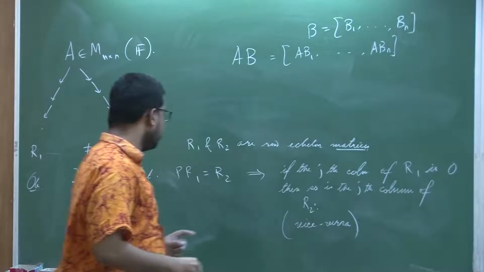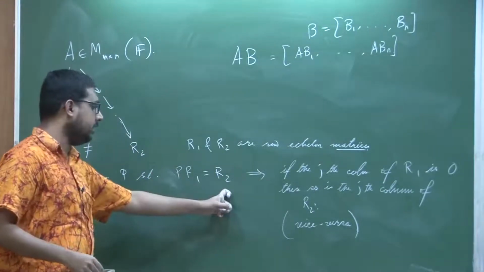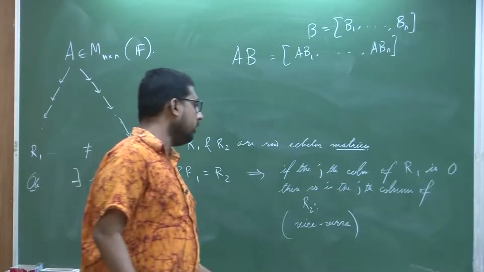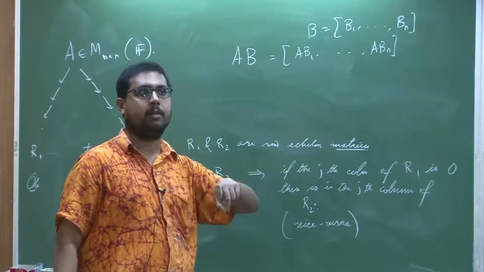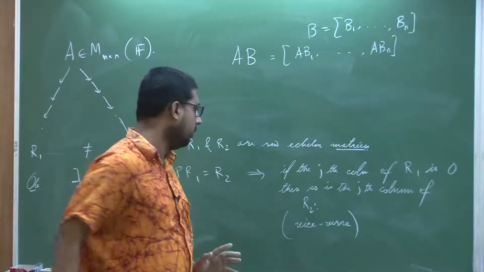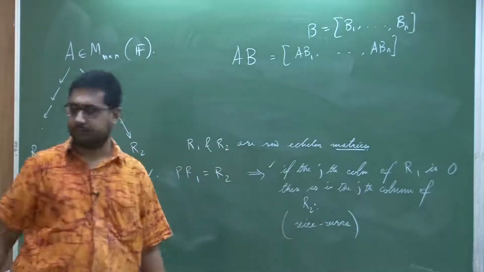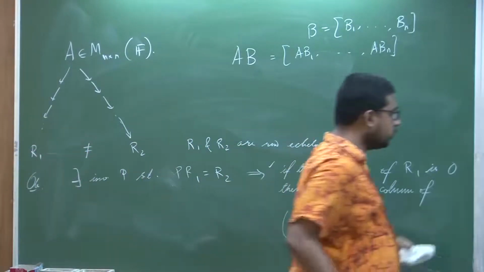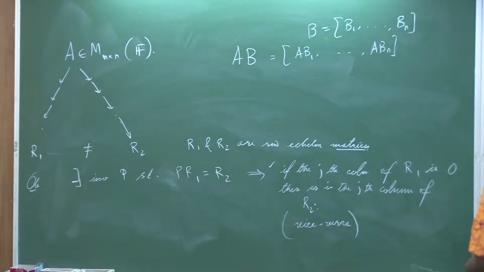Okay. So, thus the jth column of R2 will be P times the jth column of R1. So, if the jth column of R1 is 0, then when you multiply that by an invertible matrix, or in fact for any matrix, then it will be 0. So, this is actually trivial. That helps us in the proof a lot.